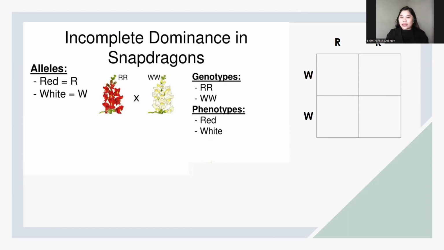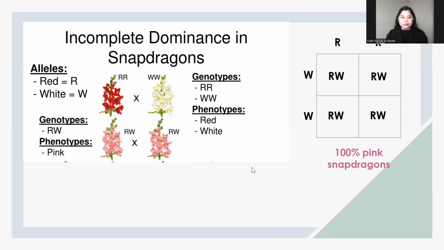What will happen is that we are going to cross R and W together. R times W will give us, very good, RW. All of this will result in 4 RW. So what can you conclude? Yes, student F. Very good. This will give us 100% pink snapdragons. Why is it 100% pink snapdragon? Very good. Because of its phenotype, which is RW, that stands for colored pink snapdragon. So this pink snapdragon is now the offspring of the first generation.